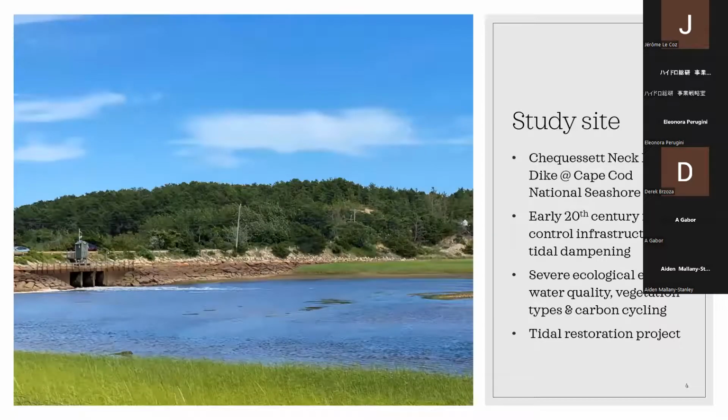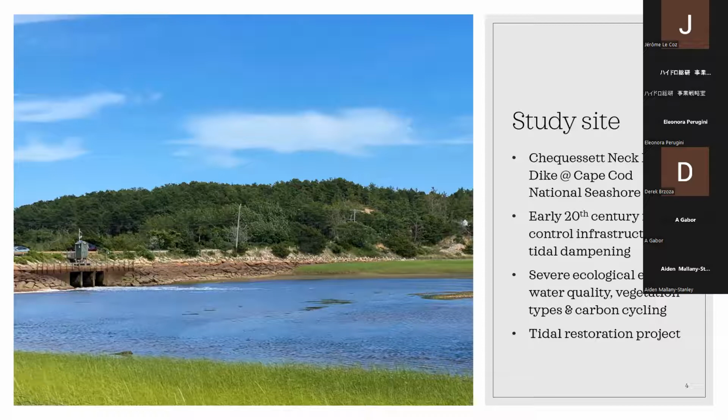So this is basically a view looking upstream at the dike from the harbor and the bay. This is an early 20th century piece of flood control infrastructure, basically dampening high tides, making them lower, but also making the low tides higher and just generally limiting tidal flow through that area. So this is previously a saltwater dominated estuary. As you saw in the previous image, the watershed is quite small. There's a lot of tidal flow in this area.